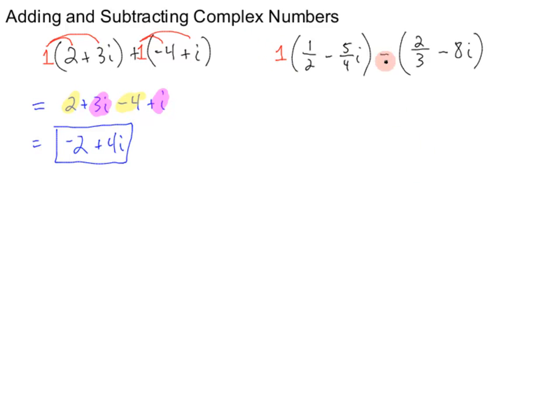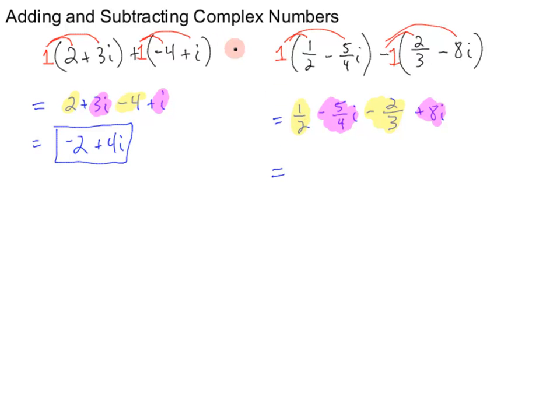You can put 1s in front of these and distribute them. However, this 1 is negative, so make sure to distribute the negative with it. And you end up with 1/2 minus 5/4 i minus 2/3 plus 8i. So I'll highlight the like terms here. And then you can either do them by hand or use a calculator for the fractions.